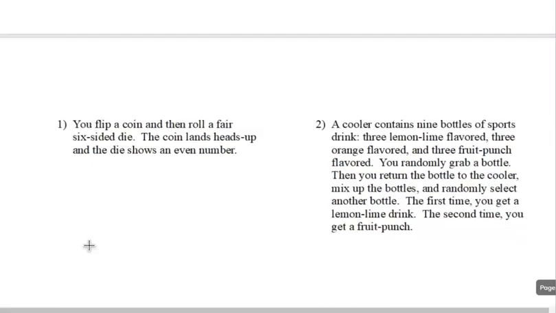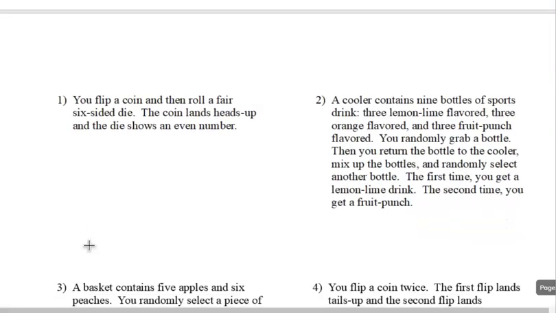So let's look at some examples. On the first one, we flip a coin and then we roll a fair six-sided die. The coin lands heads up and the die shows an even number. So what we want is the probability of a heads up, and then we want an even number. I'm going to think of those separately: the probability to get heads times the probability to get an even number.